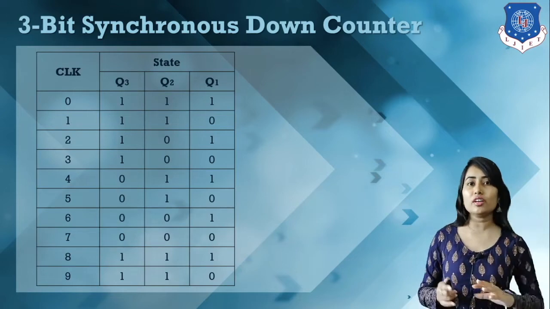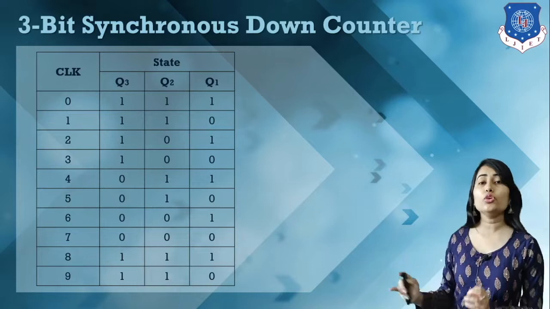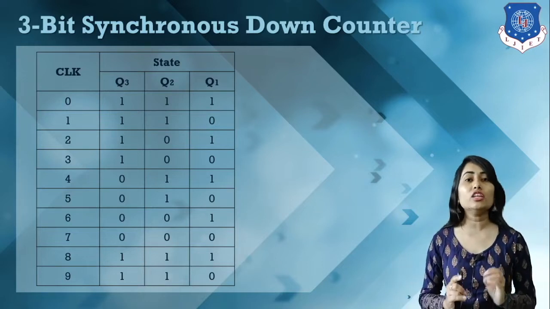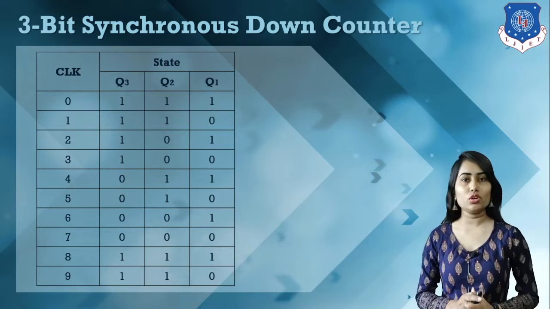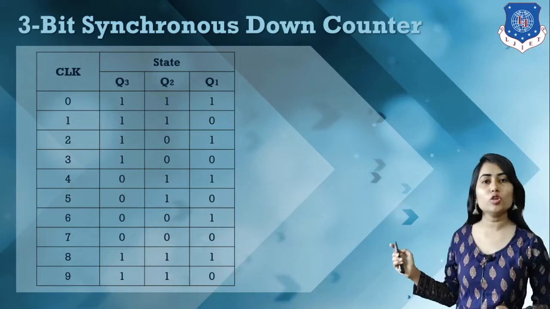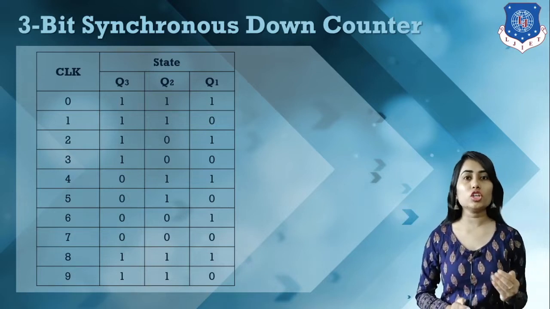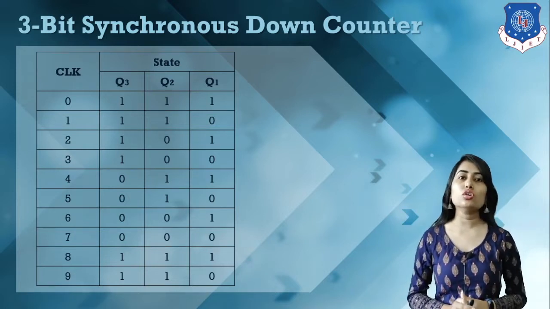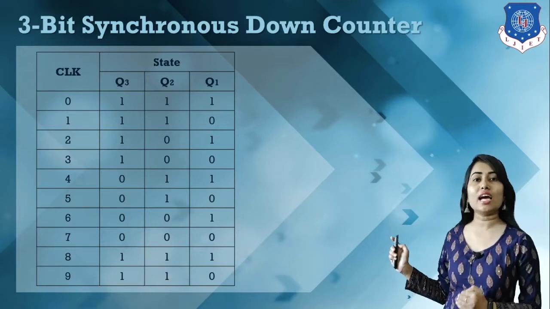So here we have our desired output. For this desired output, we have to find the values of the inputs. We can find the input values from this desired output sequence by observing the values of Q1, Q2, Q3. So first let's observe the first flip-flop's output, that is Q1.